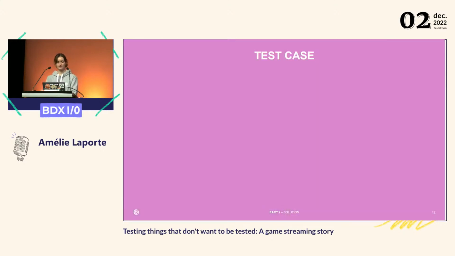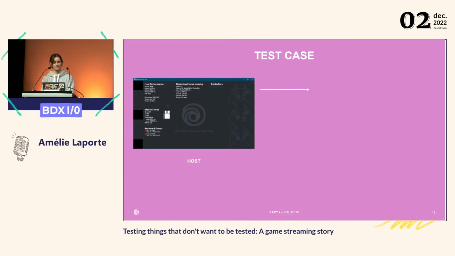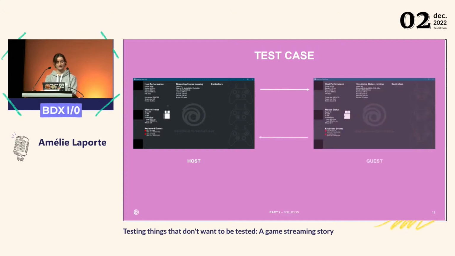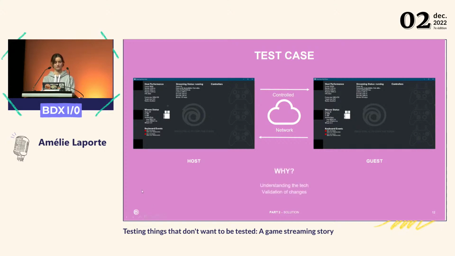So first, we will define the test case. We have a host that is launching a very basic streaming application. And then the guest connects to it, so you see it has the same image. And we want to stream that on controlled network conditions. We want to do that because we want to understand how the streaming works. We really want to understand how our technology is impacted by the network. And also we want to have a test pipeline that is able to validate any change that we do on the streaming technology.